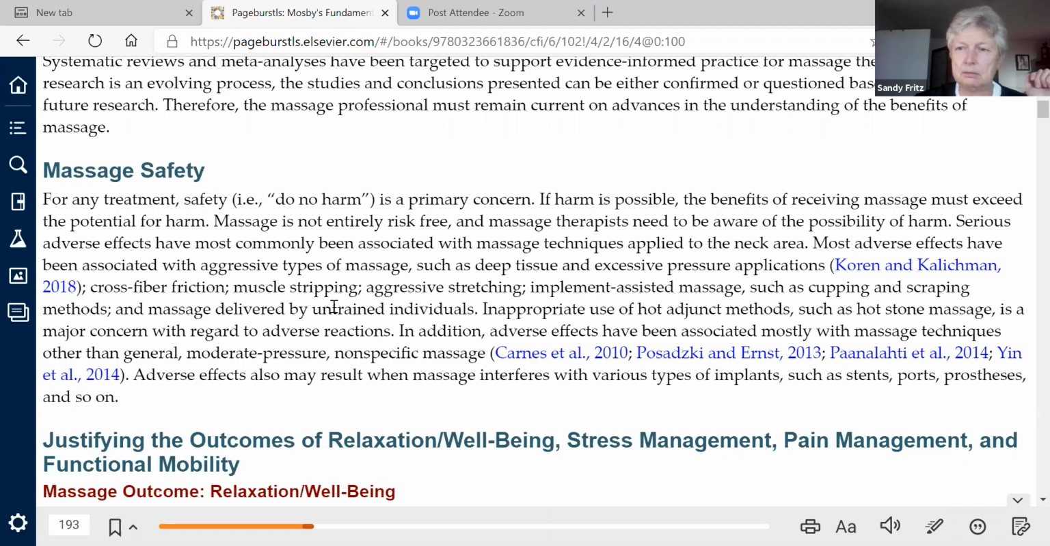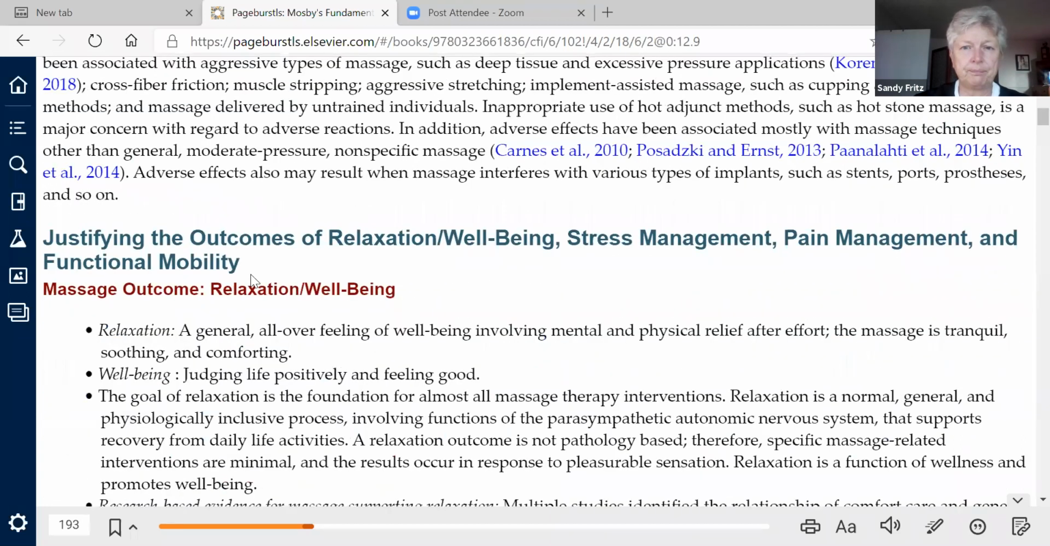These can increase the ability for an adverse effect. So while it's rare that massage can cause harm, it does happen. And so we have to be always looking at safety first.